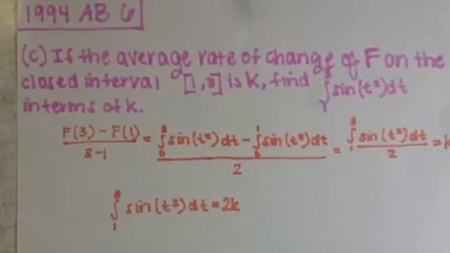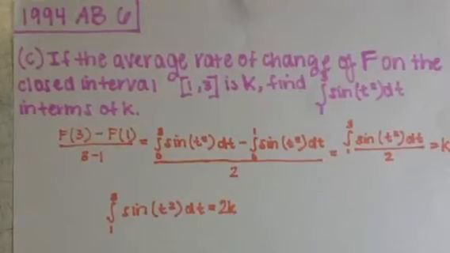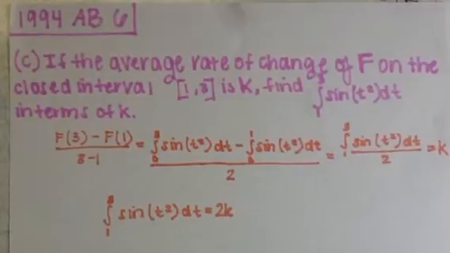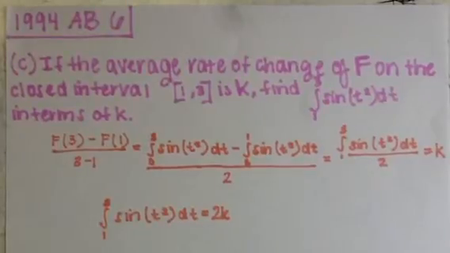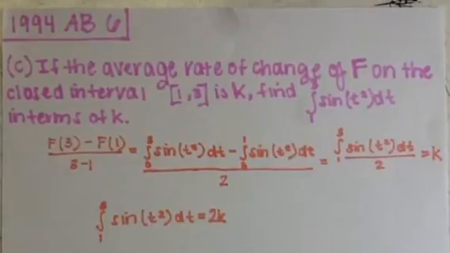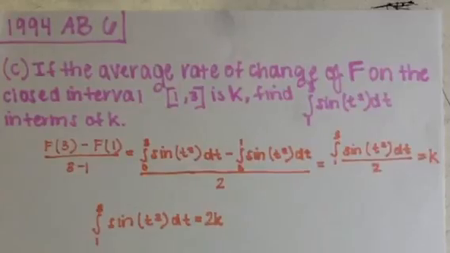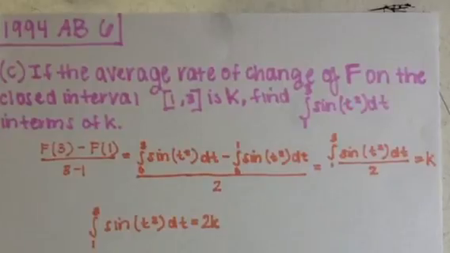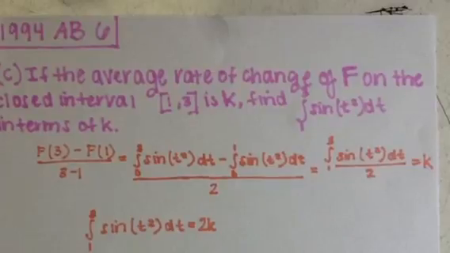So f of 3 minus f of 1 over 3 minus 1 equals the integral from 0 to 3 of sine t squared dt minus the integral from 0 to 1 of sine t squared dt, over 2. And that simplified equals the integral from 1 to 3 of sine t squared dt over 2 equals k. And so if we want to get the integral from 1 to 3 of sine t squared dt by itself, you multiply by 2, so the integral from 1 to 3 of sine t squared dt equals 2k.